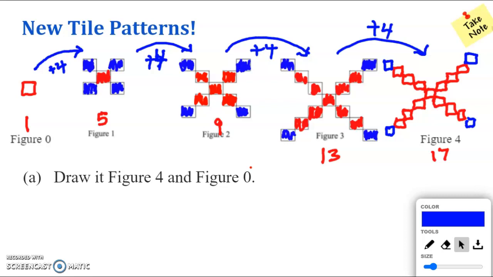I could tell that 4 different corners were added each figure. That means I know the 4 corners were added here, so figure 0 had to be the original, which is the one in the red. So figure 0 had 1, and figure 4 would have looked like this, and if I count this, I got 17 tiles. So I just wrote down how many tiles there were: 1 tile here, 5 tiles here, 9, 13, and 17 tiles for each different figure. And I figured out that 4 was added each time: plus 4, plus 4, plus 4, and plus 4.